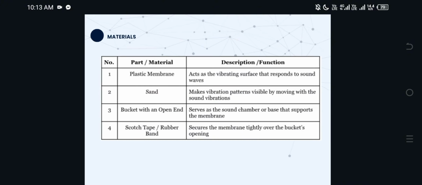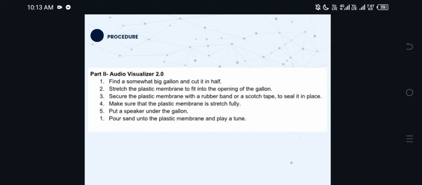Next is our sand membrane experiment. The materials are a plastic membrane, a bucket with an open end, and scotch tape or a rubber band. Our procedure for this experiment is: first, find a somewhat big gallon and cut it in half. Second, stretch a plastic membrane to fit into the opening of the gallon. Third, secure the plastic membrane with a rubber band and scotch tape to seal it in place.